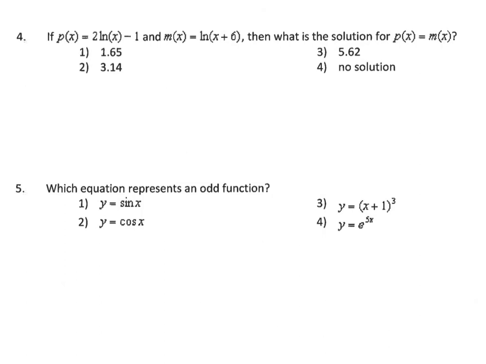Because think about it, if you took what p of x was equal to and set that equal to what m of x is equal to, don't we only have x's in our equation? So here, we're looking for the x value of their point of intersection.